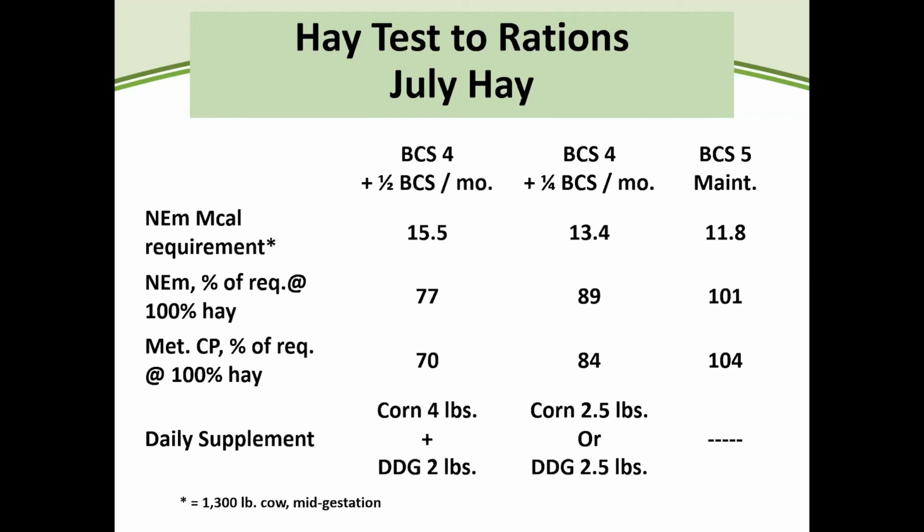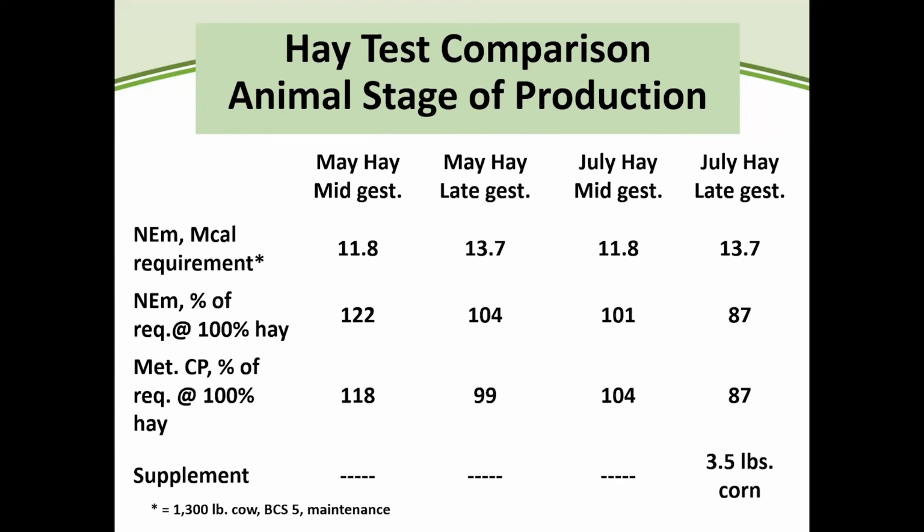But we all know that cows don't stay at the same stage of production all the time. So what we're looking at here then, I've shifted the cow just a bit. Still a 1,300 pound cow, condition score 5 at maintenance, okay? But I'm taking a look at mid-gestation versus late gestation. So as this cow gets closer to calving, the increase in nutrient demand due to fetal growth and all that kind of stuff becomes apparent. And so how do these two different hays stack up in these different situations?